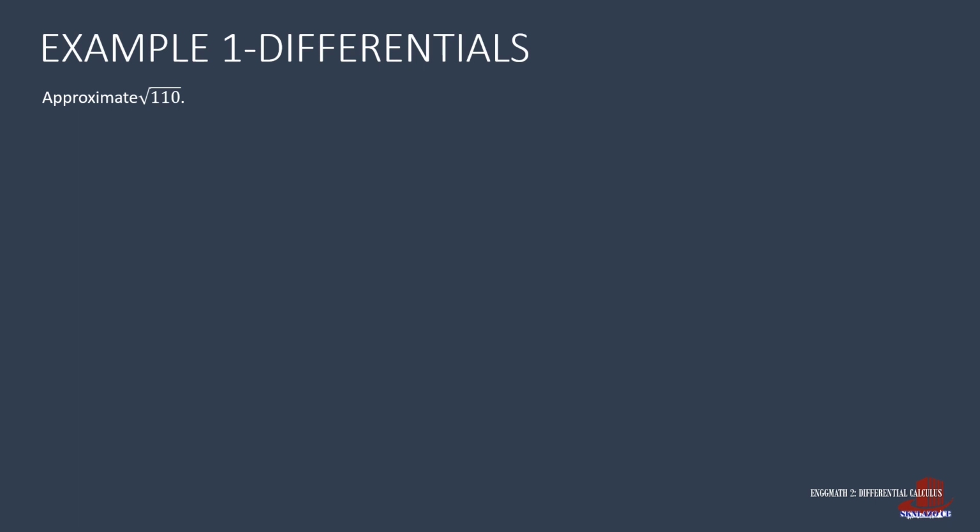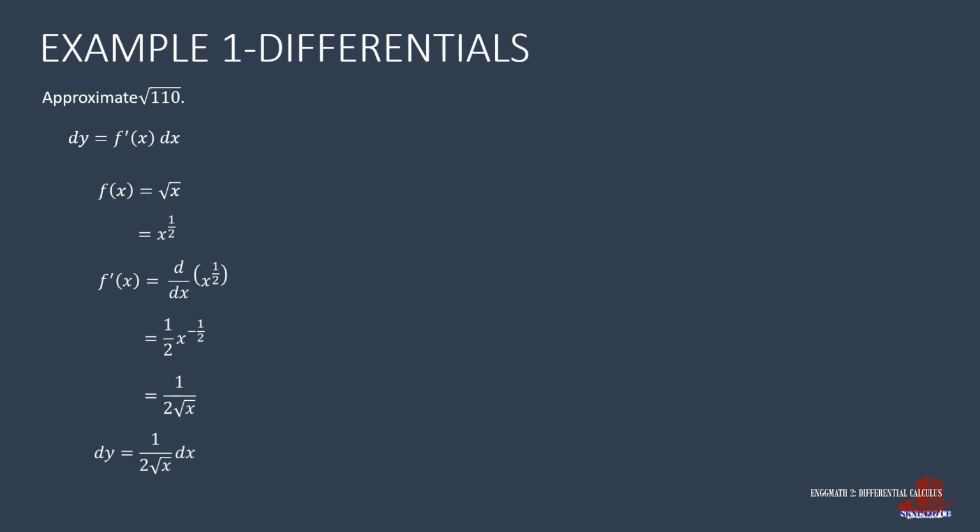Now let's compare the procedure using differentials. The function to be used is root of x, which can be written as x raised to 1/2. Its derivative is f prime of x, taken as 1/2 of x raised to negative 1/2. This can be written as 1 over 2 root of x. So dy is 1 all over 2 times root of x times dx.